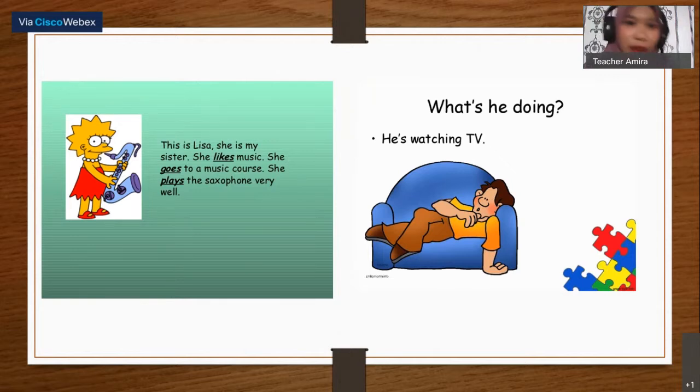Today, we're going to learn about present tense. As you can see, the first situation actually uses simple present tense. Why? We will talk about the reason why. And then the next situation, he's watching TV, is present continuous tense. Why, we will talk about it later as we go into the next slides. All right.